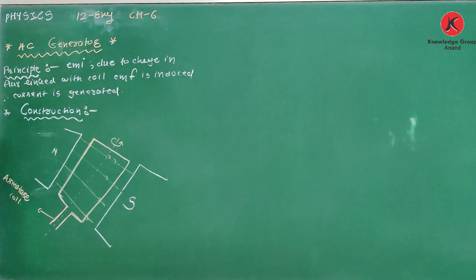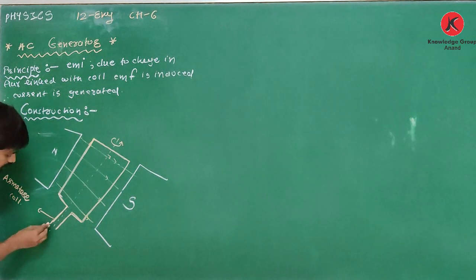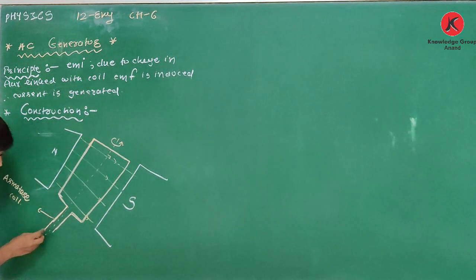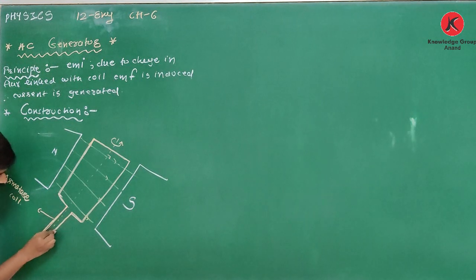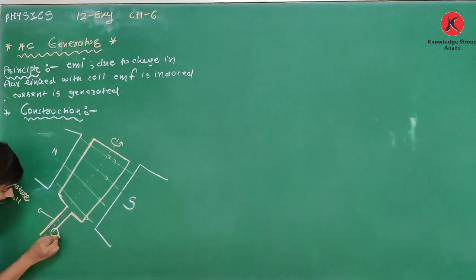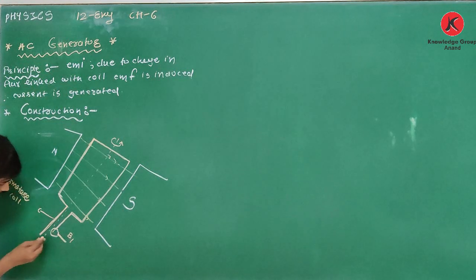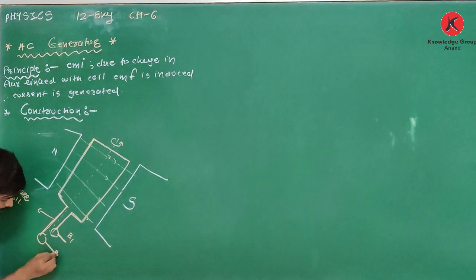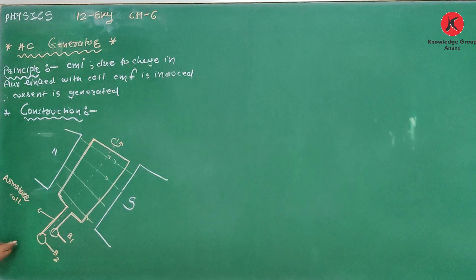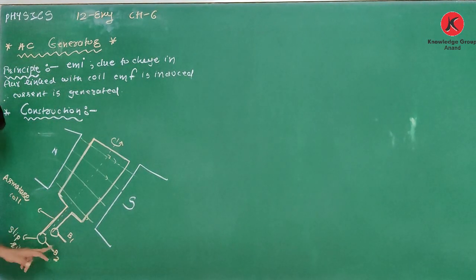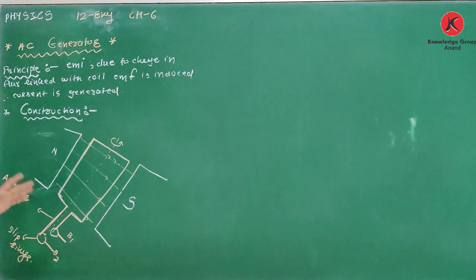Now, what is the working of AC generator? See, in the construction, you have one end and a second end. With one end, one brush B1 is connected, and with the other, another brush B2, and these two brushes are connected with slip rings. These are slip rings. Clear about this? So this is the construction of AC generator.